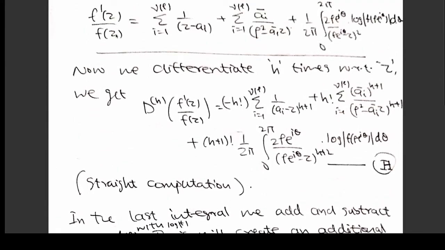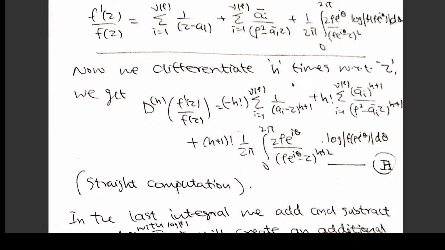I mean f dash z by f z is equal to the summation i equal to 1 to nu rho, these two sums, and then this integral. So that's what we have. Now what we do, we compute the hth derivative of this. The derivative you do component-wise, term by term, by simple arguments. The derivative is minus 1 by (z minus a) square and so on.